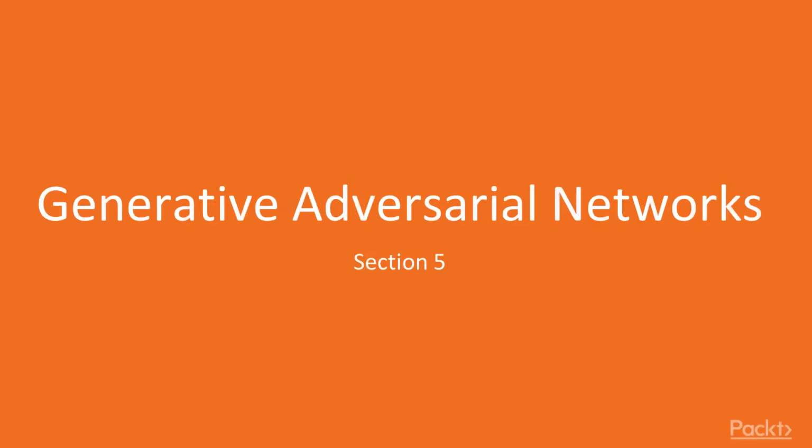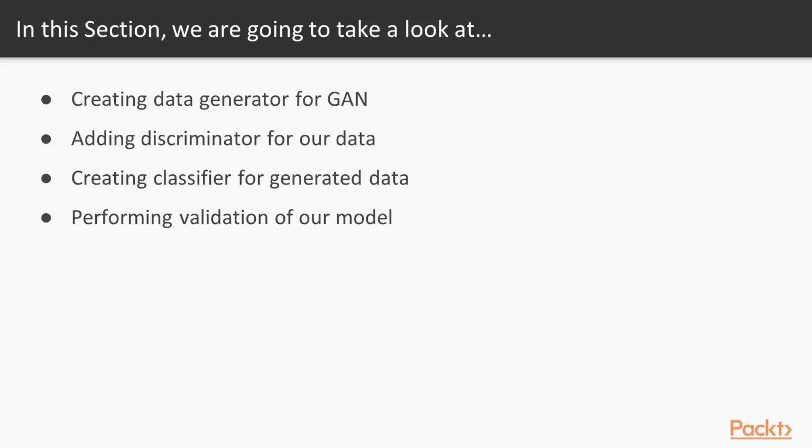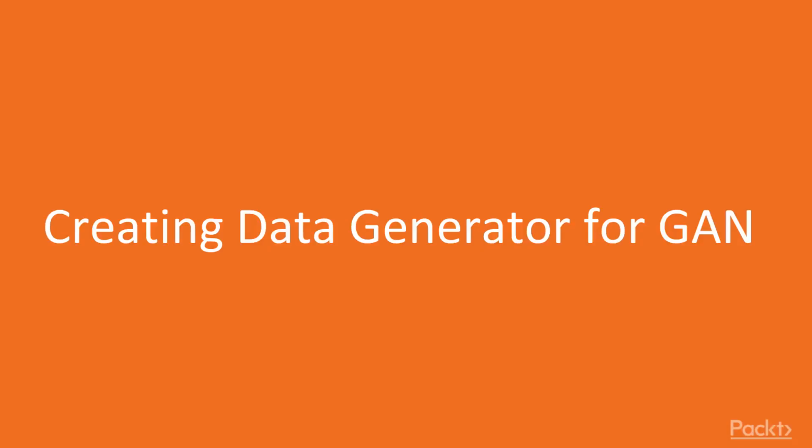Welcome to the fifth section of our course, Generative Adversarial Networks, which also applies to deep learning. At the beginning we'll be creating a data generator for GAN, next we'll be adding a discriminator for our data, we'll create a classifier for generated data, and finally we'll perform validation of our model. This is the first video, in which we'll be creating the data generator for GAN.